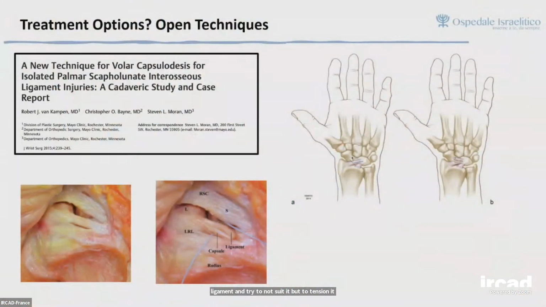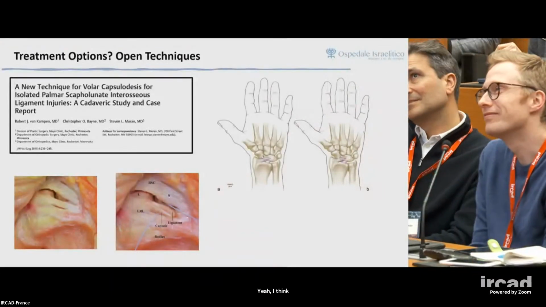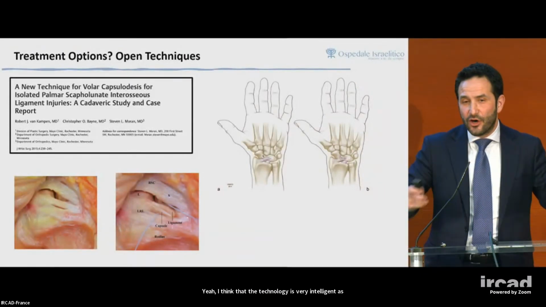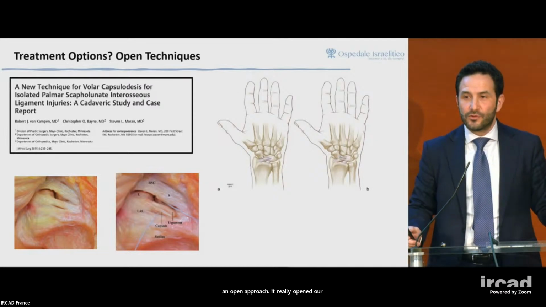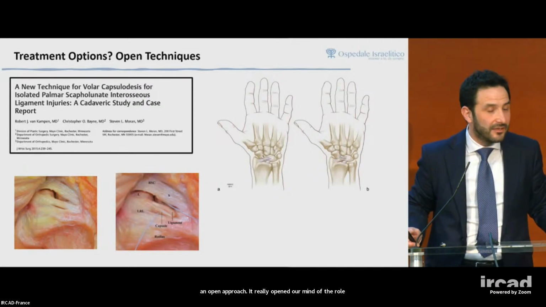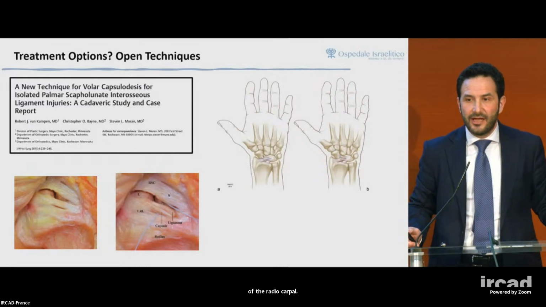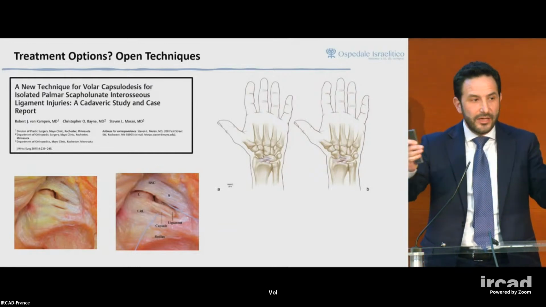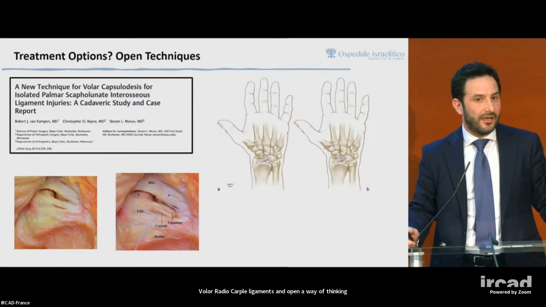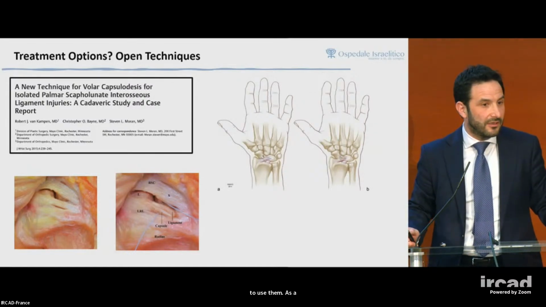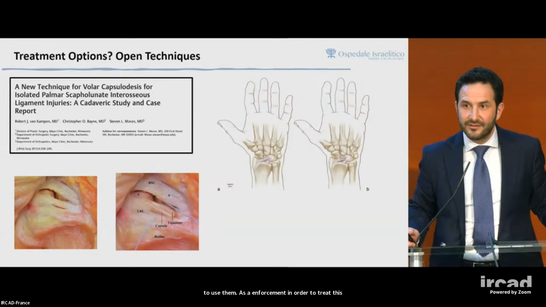So you would do this one? Yes. Okay. I think, of course. So Steve, you won. Yeah, I think that the technique of Steve is very intelligent as an open approach. It really opened our mind to the role of the volar radiocarpal ligaments, and opened a way of thinking to use them as a reinforcement in order to treat these kinds of lesions.